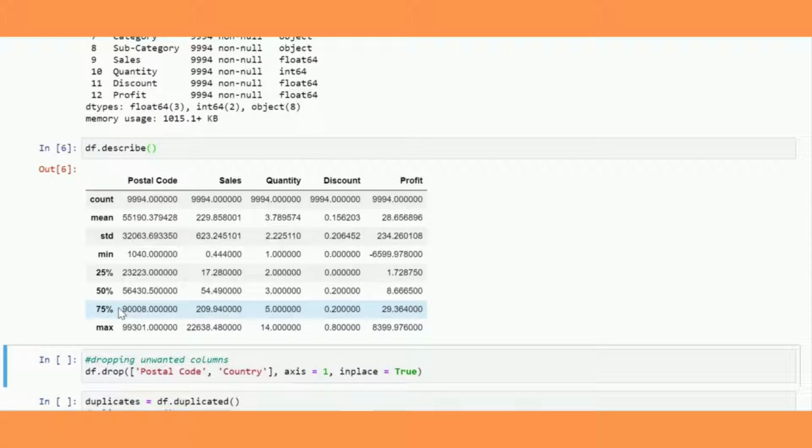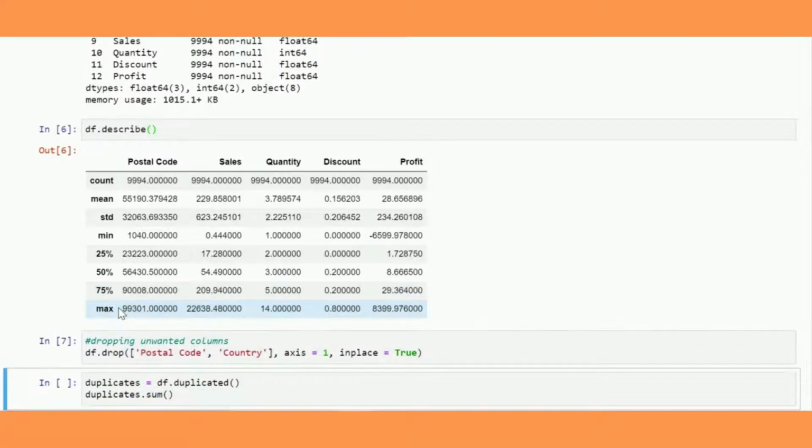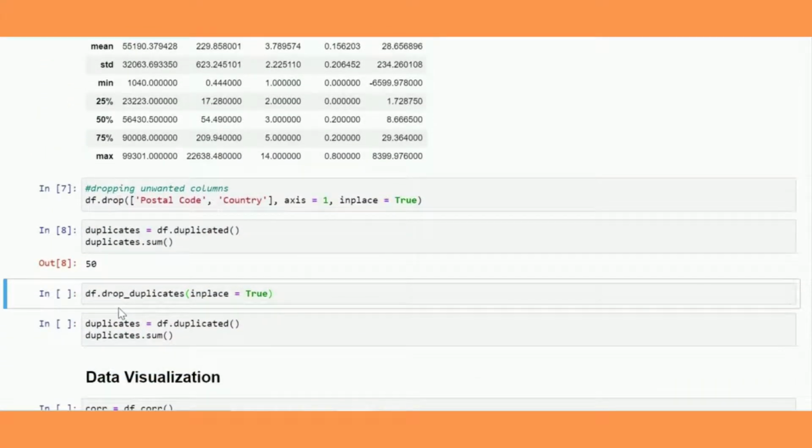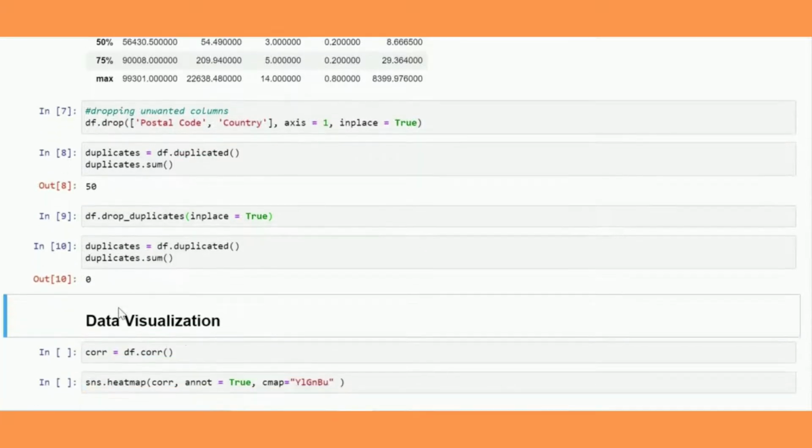Now we are going to do some data cleaning. Our first step will be dropping the postal code column and the country column, because the postal code column is of course useless, and all the stores are in the USA, so we are dropping the country column. Checking for duplicates, we have 50 duplicate values and we are dropping them, and now we have 0 duplicate values.